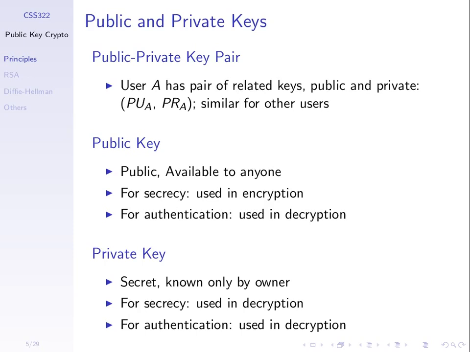Can anyone see the mistake on the slide? Down here, the last line of the slide, instead of saying decryption, should say encryption here. So fix that on your handouts. The private key for authentication is used in encryption, not decryption. I make mistakes just to make sure you're awake in this lecture, okay? So the private key is used for encryption, for authentication, and the public key is used for decryption.